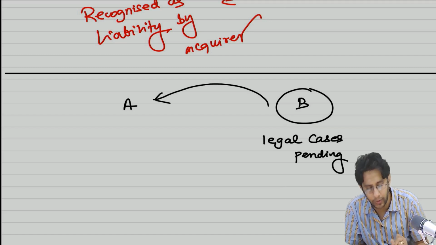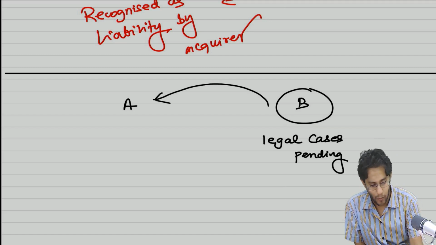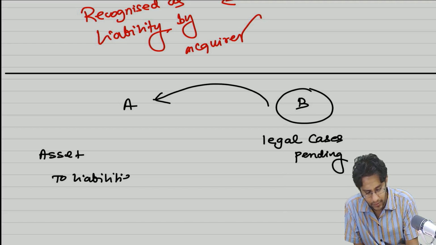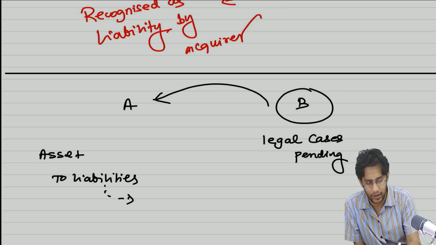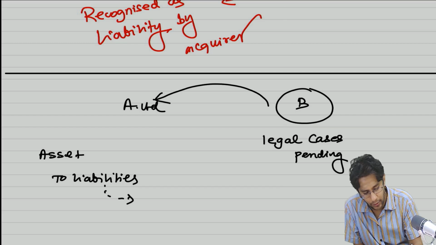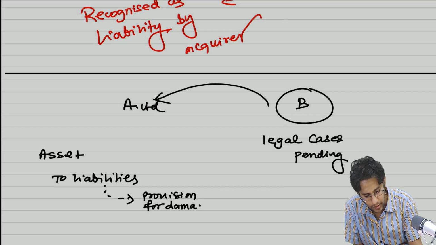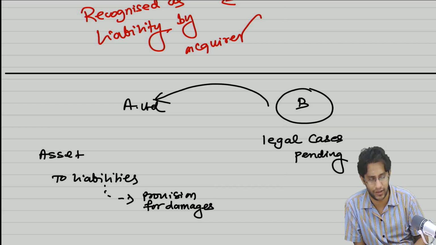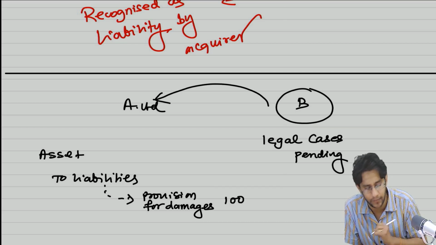Now A is absorbing B. Now, when we write assets to liabilities, the incorporation entry of various assets and liabilities, in these liabilities, imagine A Limited, our company, the acquired company, has recognized a provision for damages. Because legal cases are pending, for that damages provision we have recognized. Let us say we have recognized it at 100.